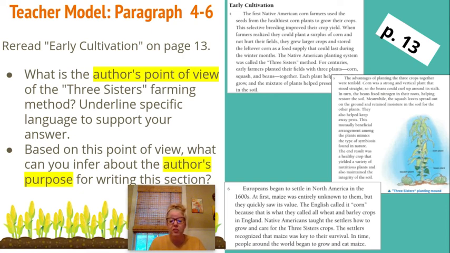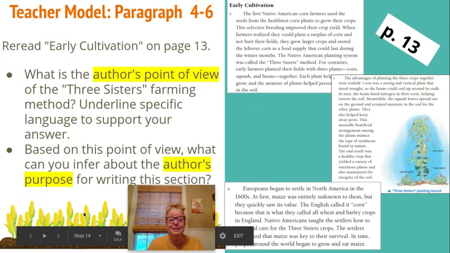Native Americans taught the settlers how to grow and care for the Three Sisters crops. The settlers recognized that maize was key to their survival. In time, people around the world began to grow and eat maize.